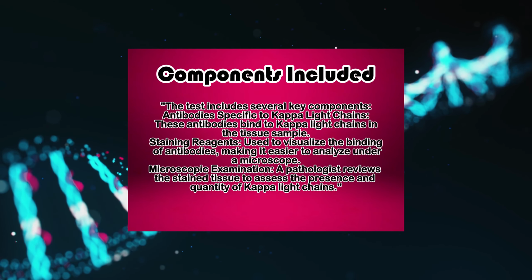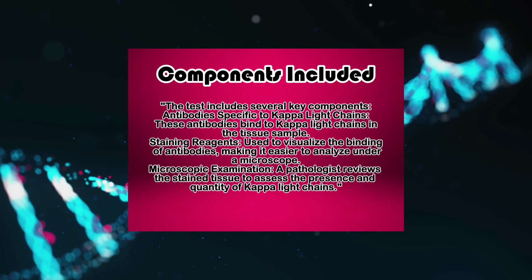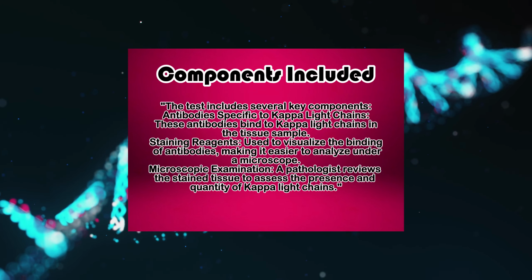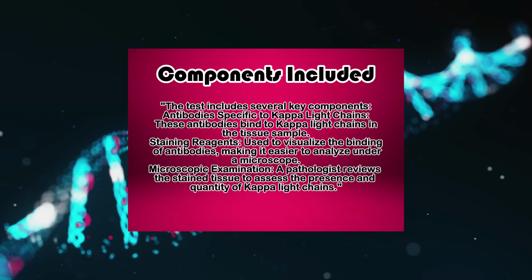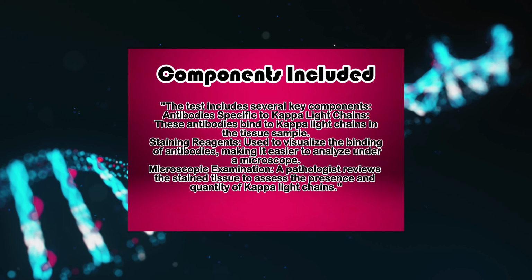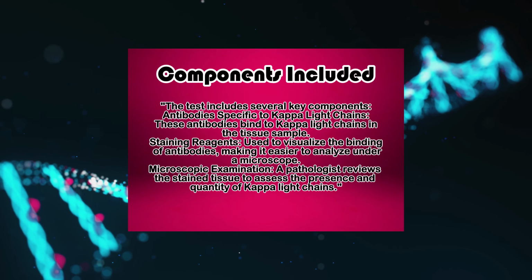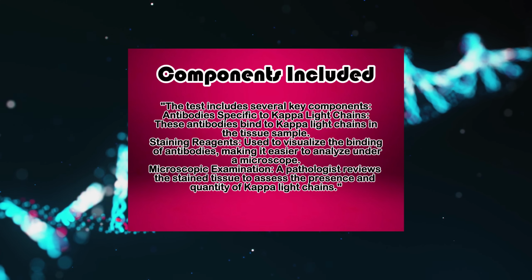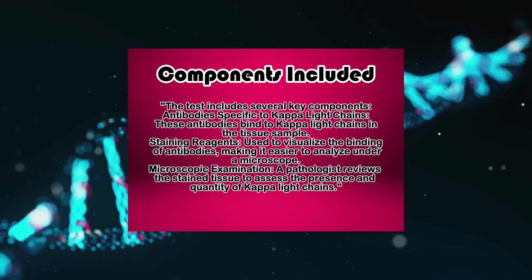Antibodies specific to Kappa light chains. These antibodies bind to Kappa light chains in the tissue sample. Staining reagents, used to visualize the binding of antibodies, making it easier to analyze under a microscope. Microscopic examination. A pathologist reviews the stained tissue to assess the presence and quantity of Kappa light chains.